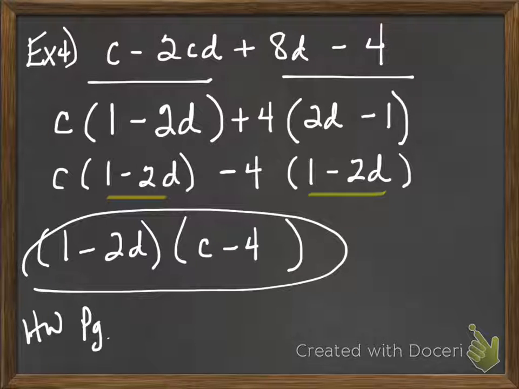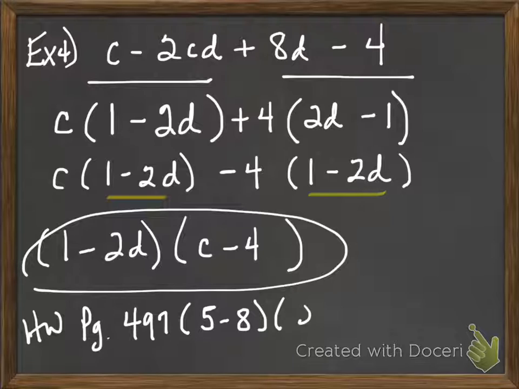All right, your homework tonight is on page 497. It is 5 through 8. And it's also 21 through 26. That is 10 problems. Only 10 problems. And they go with these 4 examples. If you do not practice factoring, you are not going to get it. Okay? And even if you don't practice, you probably won't remember it once you get to Algebra 2. All right?